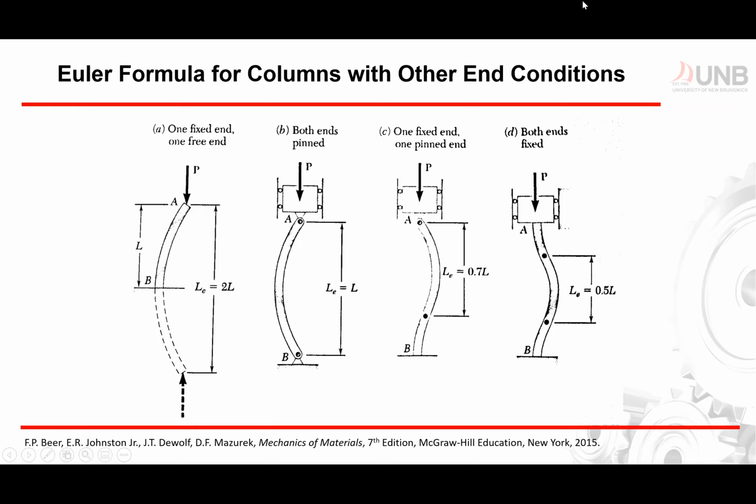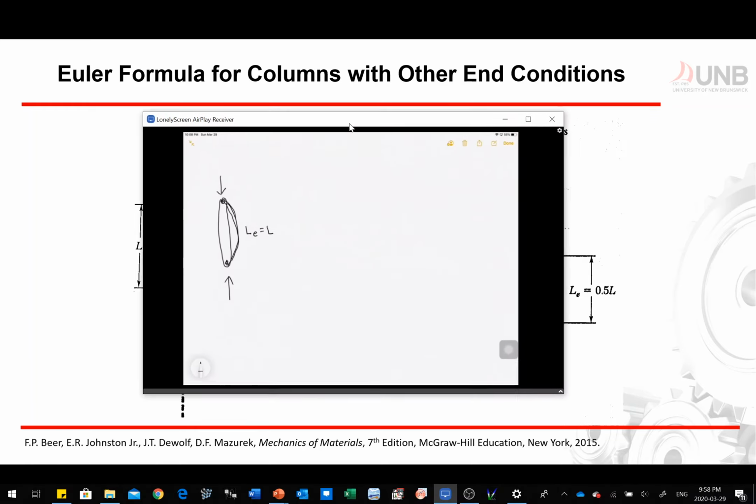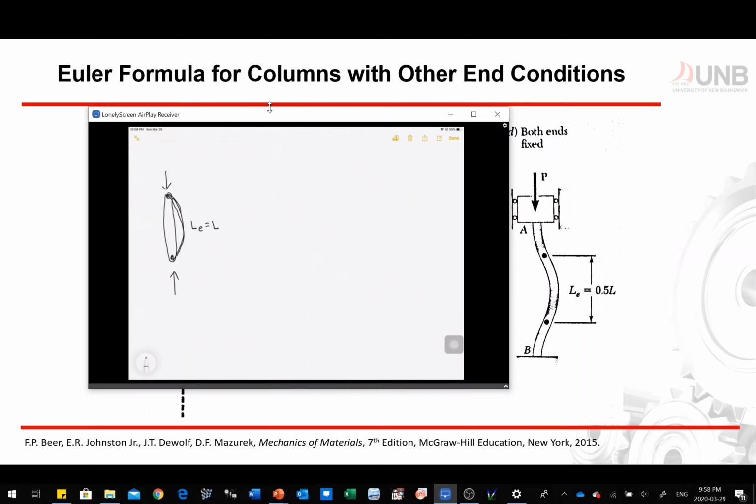Now, the problem for columns is, let me drag my board here. In all our examples and discussion, we assumed that if we have a column here, our load P is exactly at the center of our column. So that is P right here. Let's call it point A and point B. What if we have this specific case?